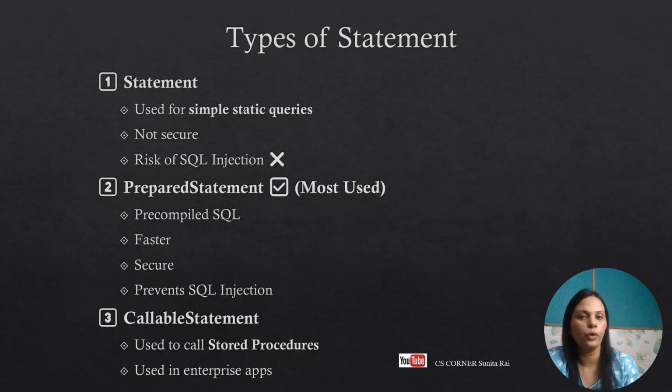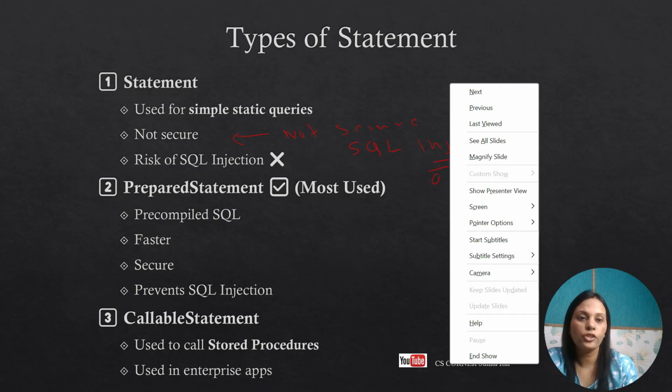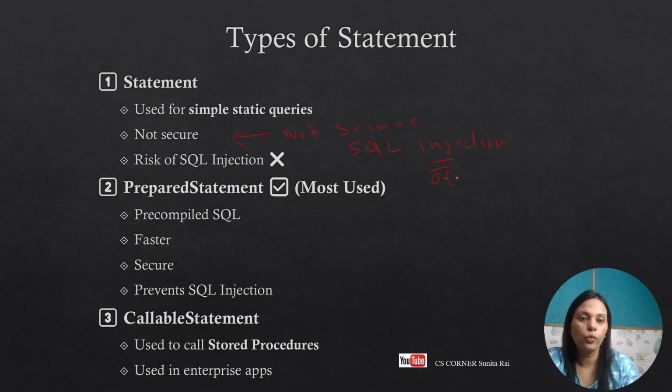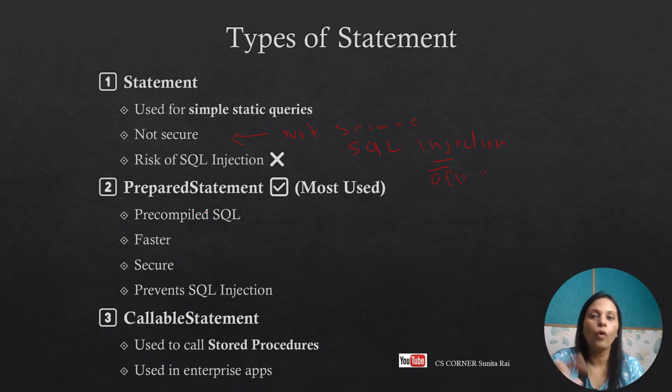It is used for executing any queries. But let me tell you guys, this Statement is not secure. Okay, it is not secure. We can have SQL injection on this. So what is SQL injection? SQL injection is nothing but one attack which is done on databases. Using this, our entire database can be deleted and anything can be modified. So Statement is not secure. There is a risk of SQL injection. And generally, whenever I have any static query, I go for Statement.